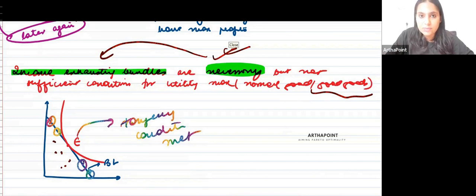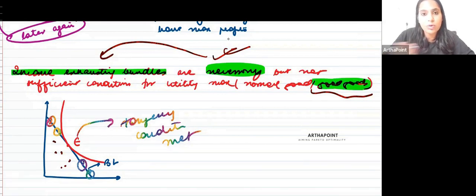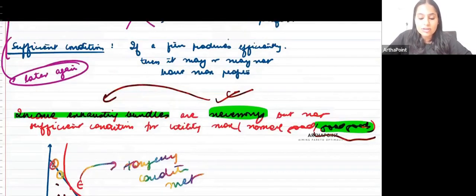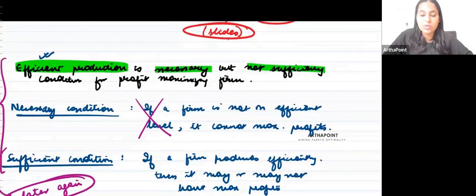It's not possible that the bliss point is below the budget line, because I'm talking about good goods. I, as a rational human being, will always exhaust my entire income. I want as much of the good as possible, so I want to exhaust my entire income. If it is a good good, my bliss point will always be on the budget line. It cannot be below. This is the only case I've taken, good goods.